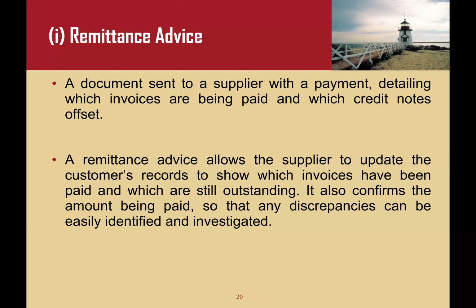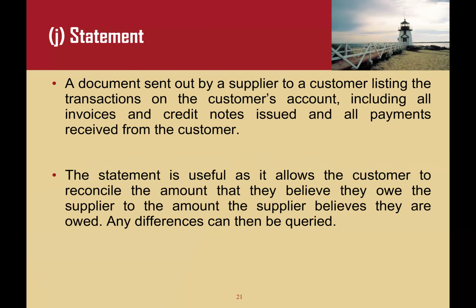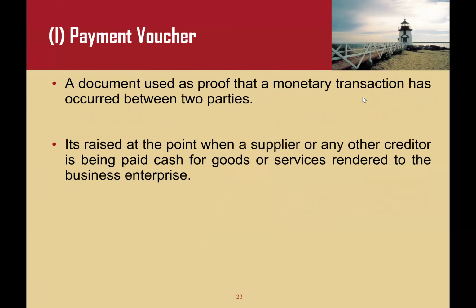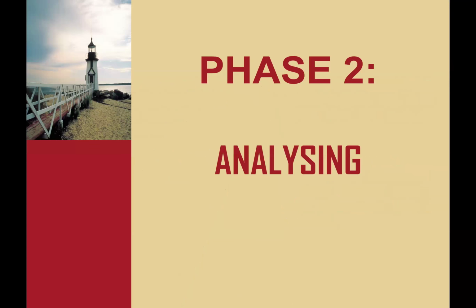Remittance advice, which is a list of what has been paid for by your customer. Statement, you can have a bank statement, you can have a supplier statement, and so on. Then a receipt, which is acknowledgement of payment. Then payment voucher, which is proof that a transaction, a payment has been made. So basically, that is phase number 1, which deals in the recording of source documents.